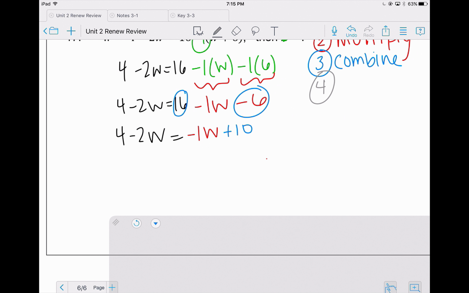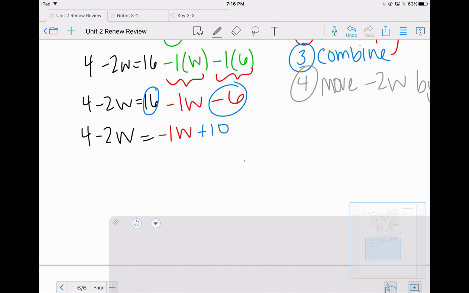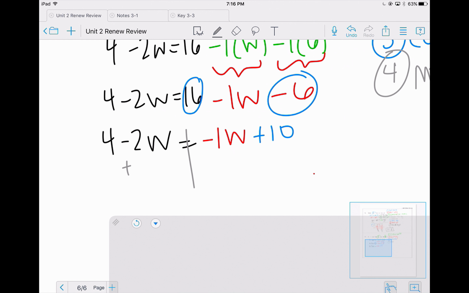Now for step 4, I can see that I have 2 sets of terms on both sides, so I need to move my smaller variable. In this case, I have a negative 2 and a negative 1, so negative 2 is smaller than negative 1. And so I'm going to move it through addition because that's the opposite. So I'm going to add 2 w's to both sides.